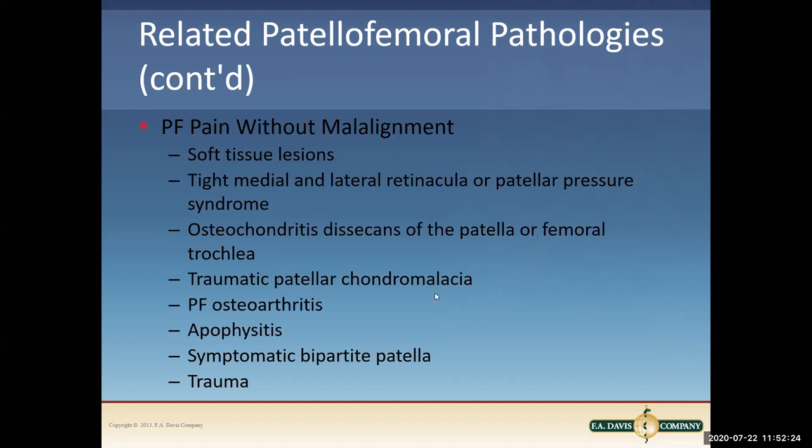traumatic patellar chondromalacia. Chondromalacia means what's happening to the back of the patella, the cartilage, becoming gooey. Yeah, it's softening, right? And at the point it softens, it no longer cushions. Osteoarthritis, apoptosis is possible. Symptomatic bipartite patella, ooh, that's bad. That means the patella splits. And then trauma, all of that can cause it.